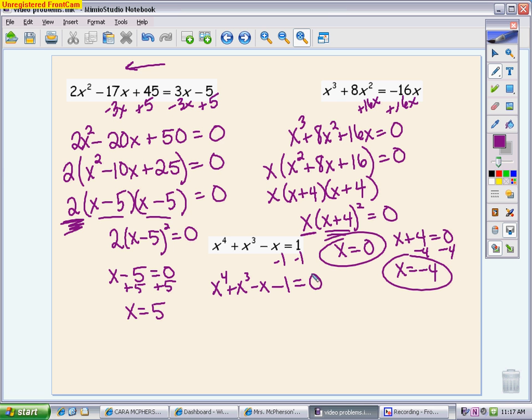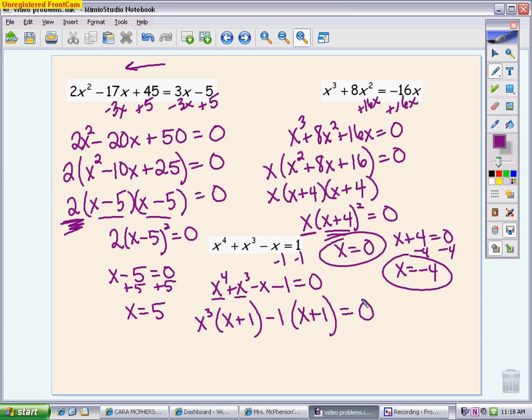So I count the terms. There are 4 terms. The only factoring technique that I can try is grouping. So grouping says look at the first 2 terms and figure out what I can take out. I can take out an x cubed, which leaves me with an x plus 1. Then I look at the next 2 terms. I don't really have anything in common, but what you'll notice is the next 2 terms are both negative. So I can take out just a negative 1, and when I divide out a negative, it's going to make it a positive x and a positive 1.